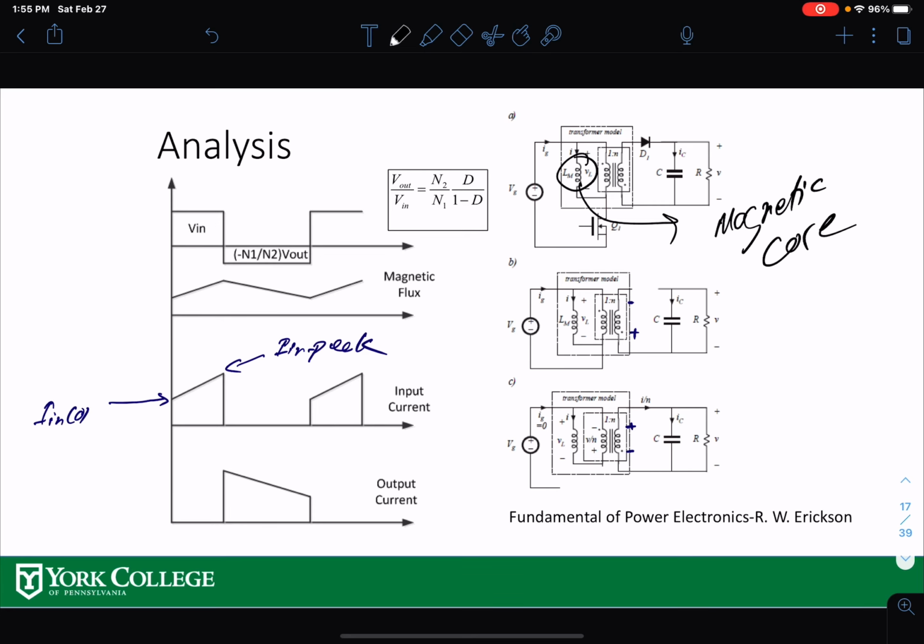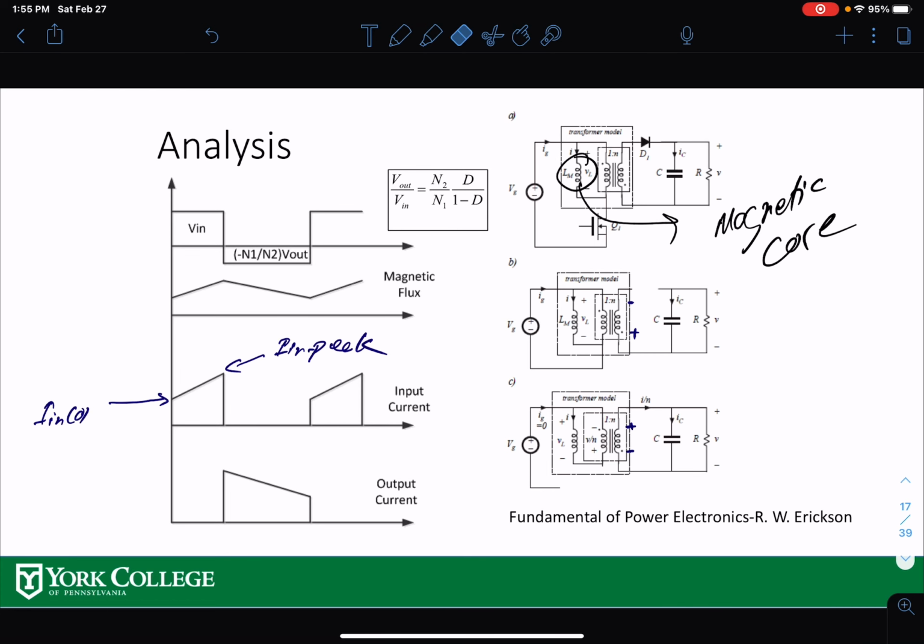Magnetic core. Why is it needed? Because without a magnetic core, we cannot produce flux. That's the main job for that core, to produce flux. If you have some material with an infinite amount of permeability, you can produce flux without current, but in reality, you need some current to produce flux. That's the magnetic core Lm.